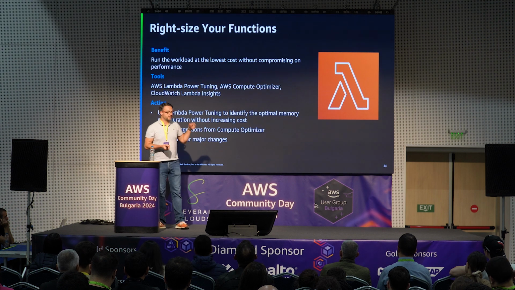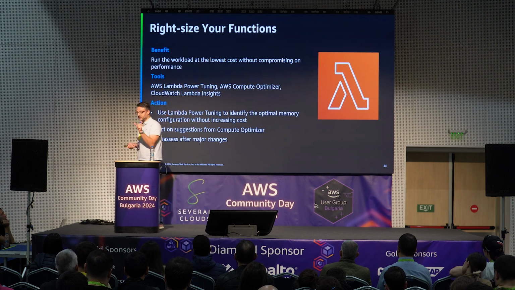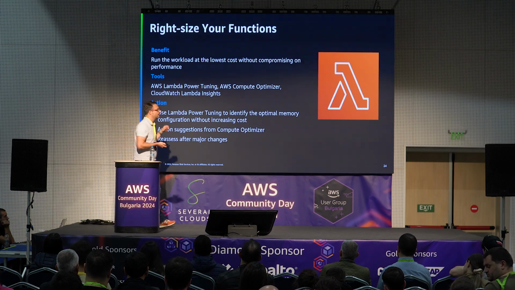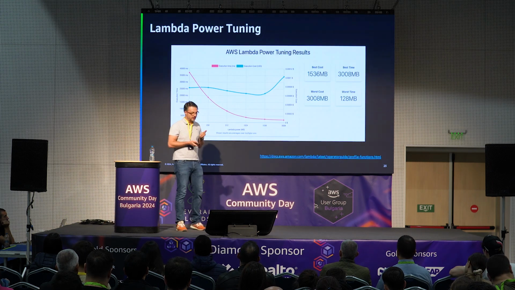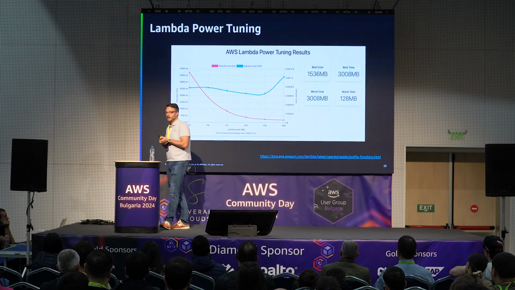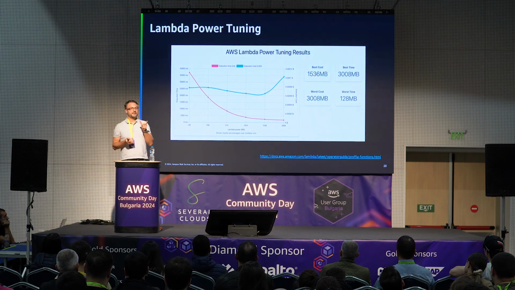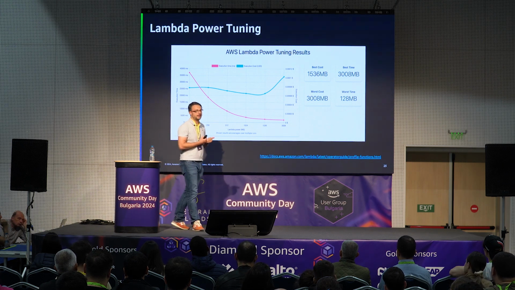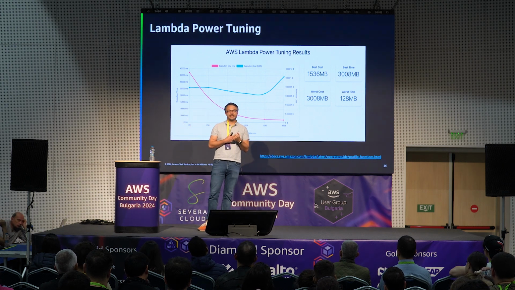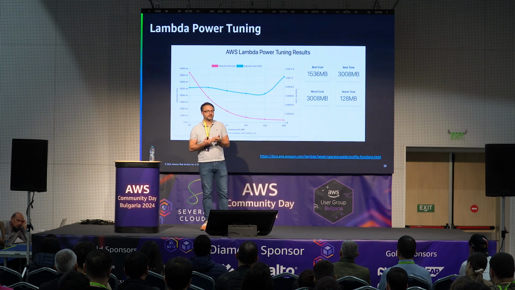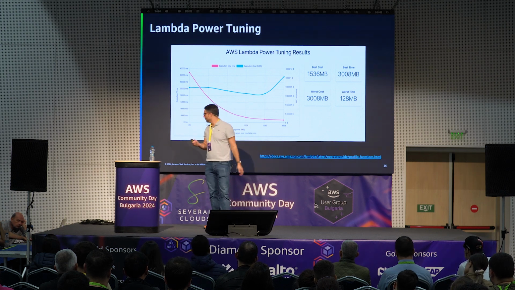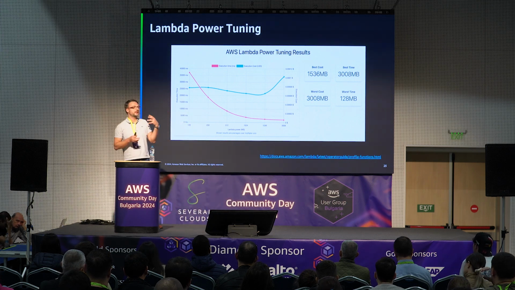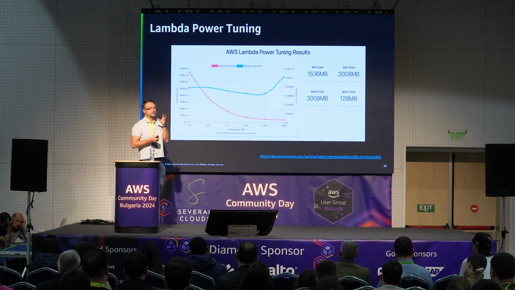We already talked about finding the right ratio between memory allocation and time to run your Lambda function. There are different tools to help you with finding this right balance. The first tool is Lambda Power Tuning. This is an open source project, so you can go to GitHub and use this tool.